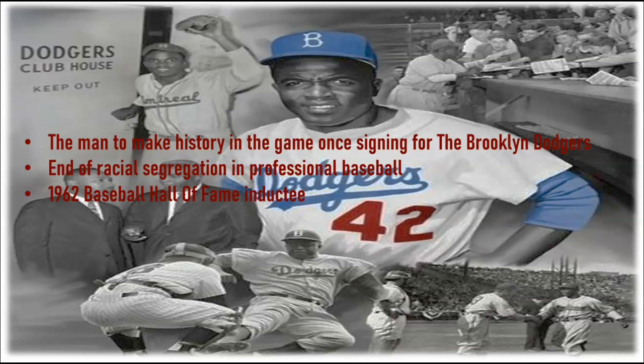Prior to this, black players were restricted to only play in what they would call the Negro League, which started back in the 1800s. The big change meant that any colored person was allowed to play in the league, which even allowed Jackie Robinson to be inducted into baseball's Hall of Fame back in 1962.